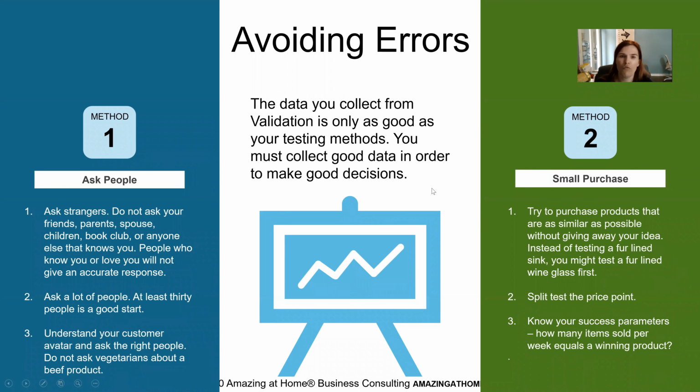So how do we avoid errors? The data you collect from validation is only as good as your testing methods. You have to collect good data in order to make good decisions. Can we agree on that? Yes. Okay. So in the method 1, how do we avoid errors?